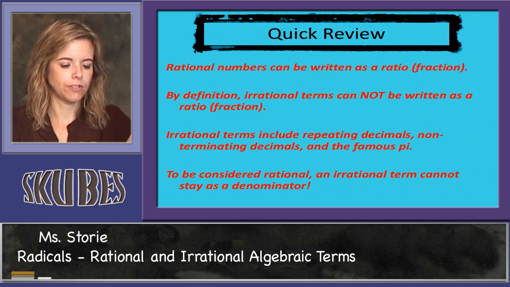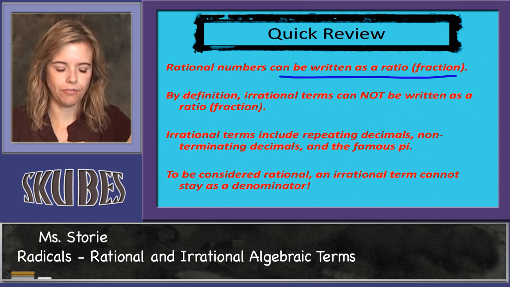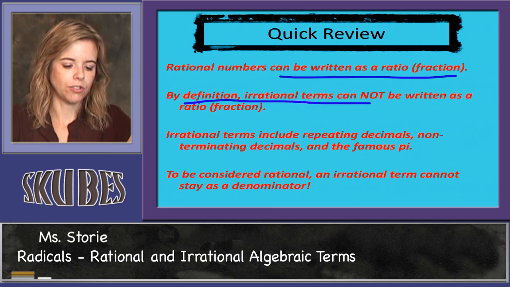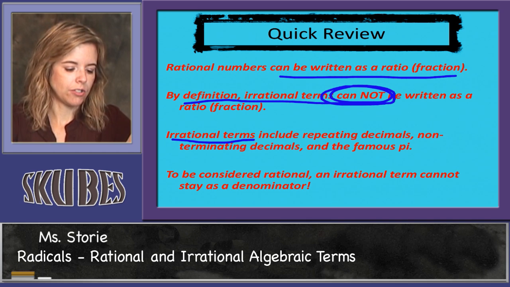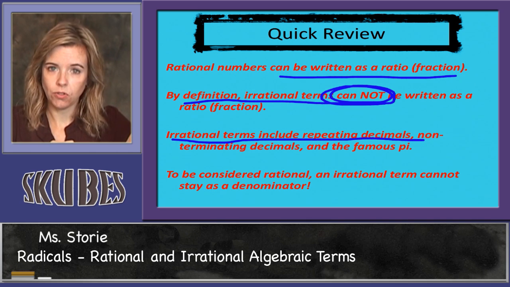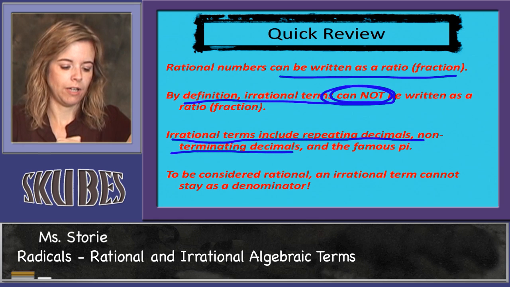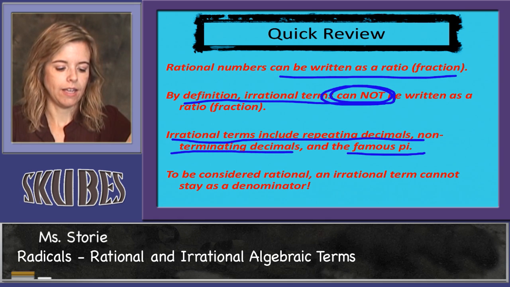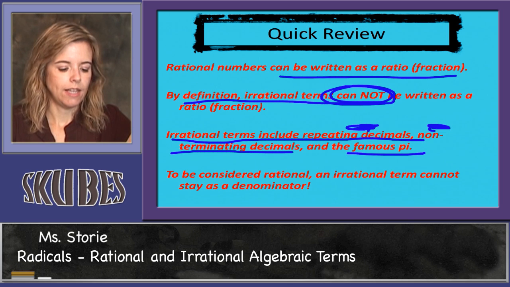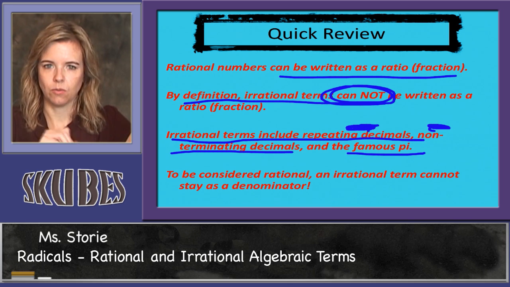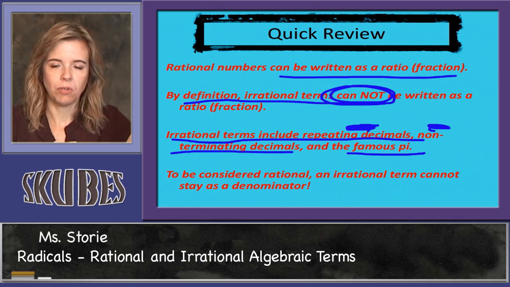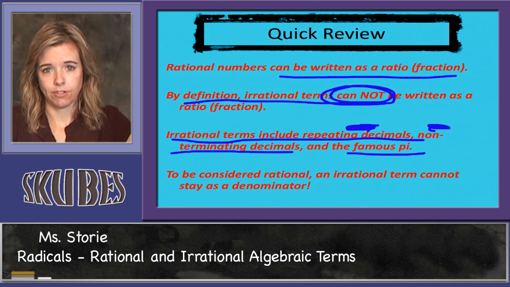Now, as a quick review, rationals can be written as a ratio, also called a fraction. By definition, irrational terms cannot be written as a ratio or a fraction. Irrational terms include repeating decimals, they go on forever, non-terminating decimals, and the famous pi. And the big difference between repeating decimals and non-terminating decimals is that repeating decimals have the same pattern. So it could be 0.616161 and it goes on forever. And non-terminating decimals just have a bunch of numbers that never stop.